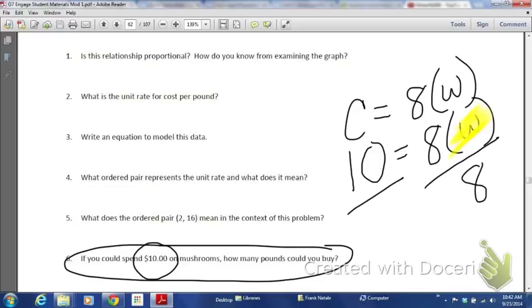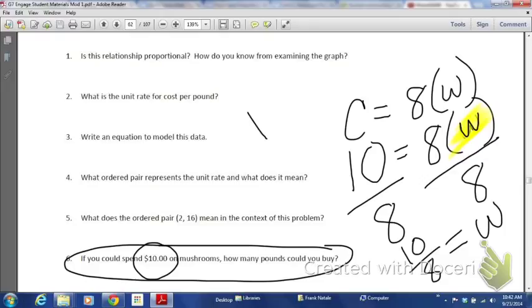Remember, we divide by 8 because 8 over 8 is going to equal 1, and that's going to leave a W there by itself. And again, putting this W on the left side would have been a little bit easier. So 10 over 8. Well, not 10 over $8, but 10 over 8 equals W. So 10 over 8 pounds. So that would be 1 2/8 pounds, or 1 1/4 pound.